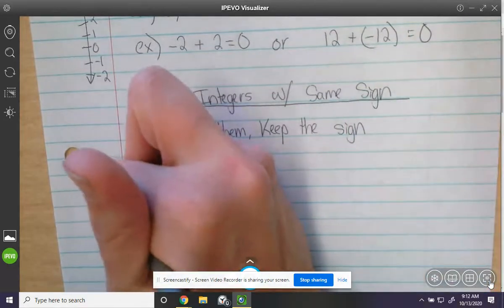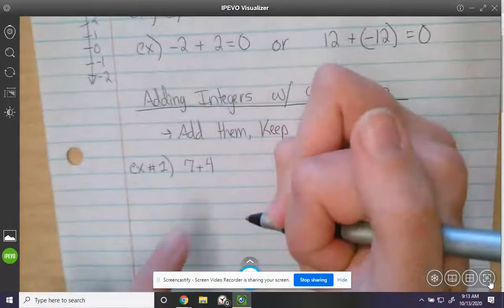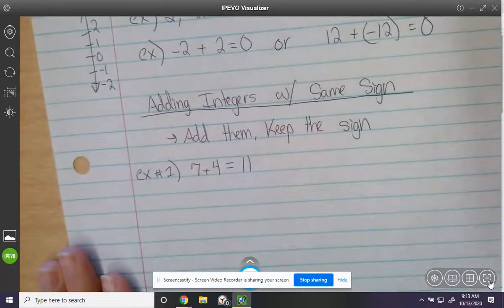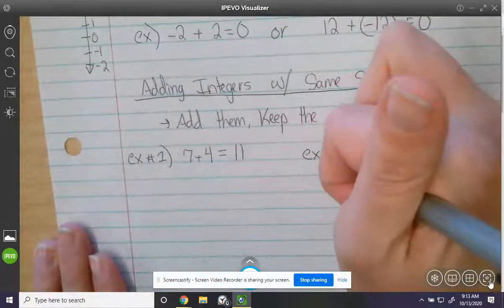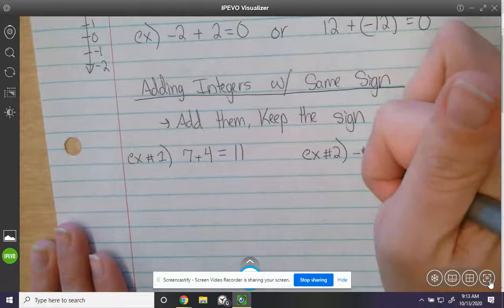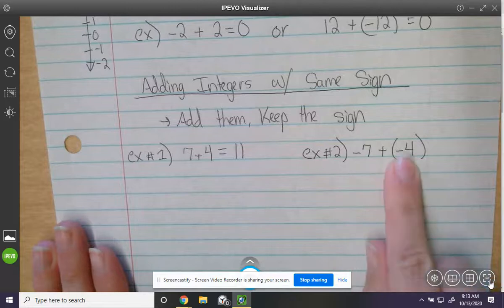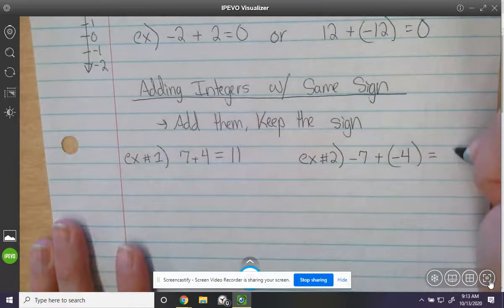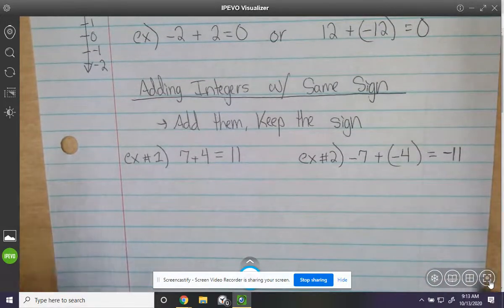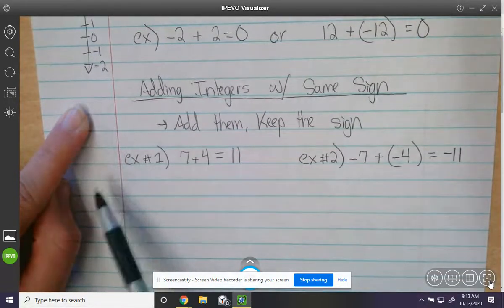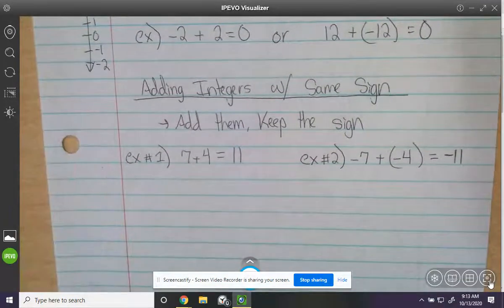All right, so example 1, 7 plus 4. Just add 7 plus 4, 7, 8, 9, 10, 11, and they're both positive, so my answer is positive. Pretty simple, right? Example number 2, -7 plus a -4. So I still add them because they have the same sign. 7 plus 4 we know is 11. Then I keep the sign. If they're both negative, then my 11 is going to be negative. If you think about the number line, if I start way down here at -7 and then I go -4 more, 1, 2, 3, 4, I'm now going to be at -11. So that's kind of how it makes sense.